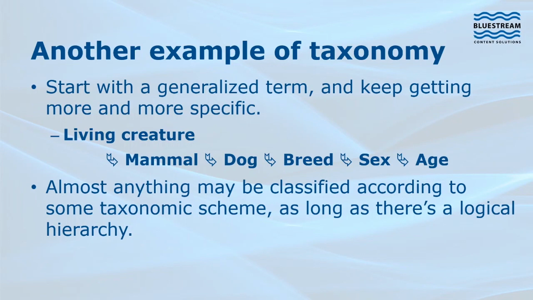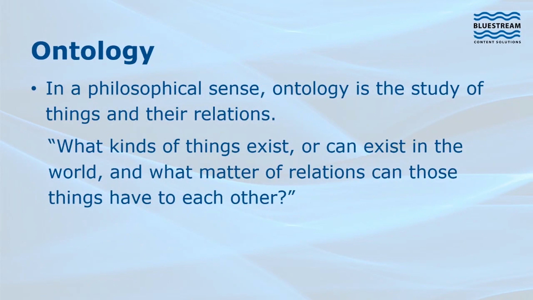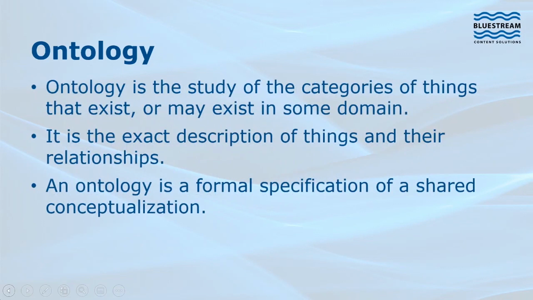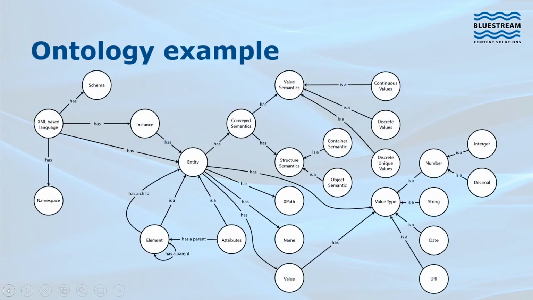And then we move on to ontologies, and this is a difference here. An ontology is the study of things and their relations, what exists or can exist, and what relationships things can have to each other. So the study of categories of things. It's the exact description and all their relationships, and a formal specification of a shared conceptualization. So if we look at this visually, here we have an example, XML based language on the left.